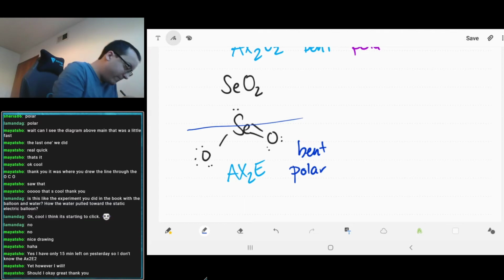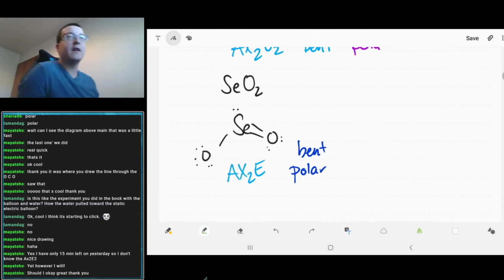Just so you know, we're only looking at the domains here. We don't care about double bonds. So it does not matter for us if one of these oxygens is single bonded and the other is double bonded. Does not matter to us.